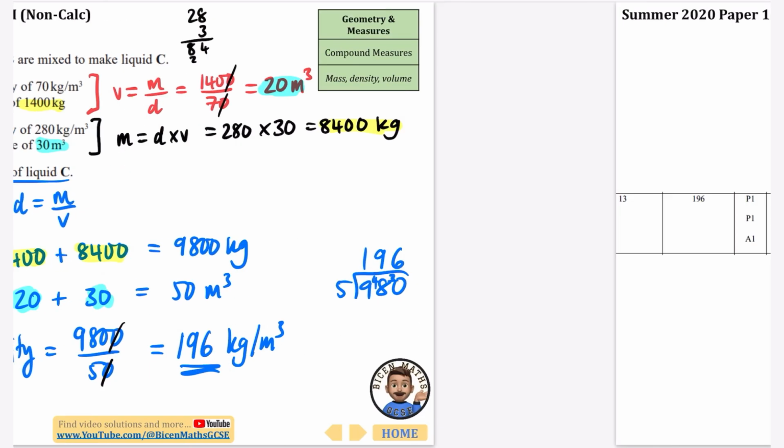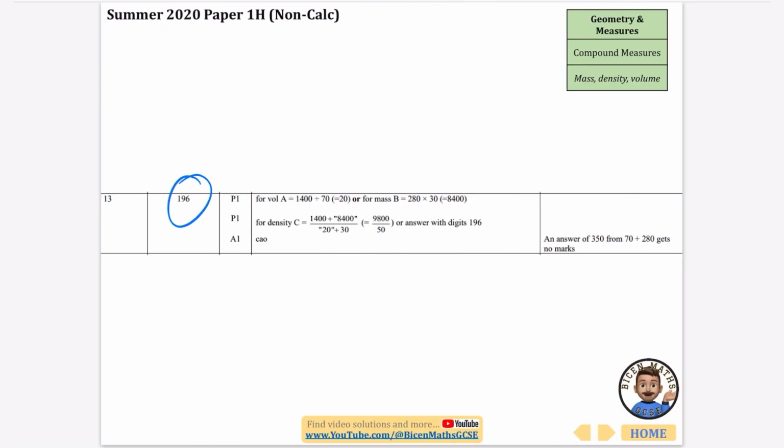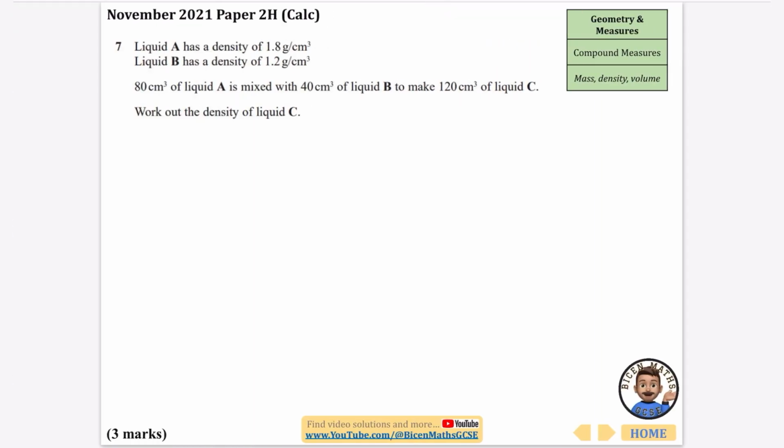Let's double check if we've got this one right. There is the 196 that we've got there. So you've seen there's quite a few questions that follow pretty similar patterns. Oh my gosh, yet another one. Okay, so we're going to find out the density of liquid C, really similar patterns to what we've got before.